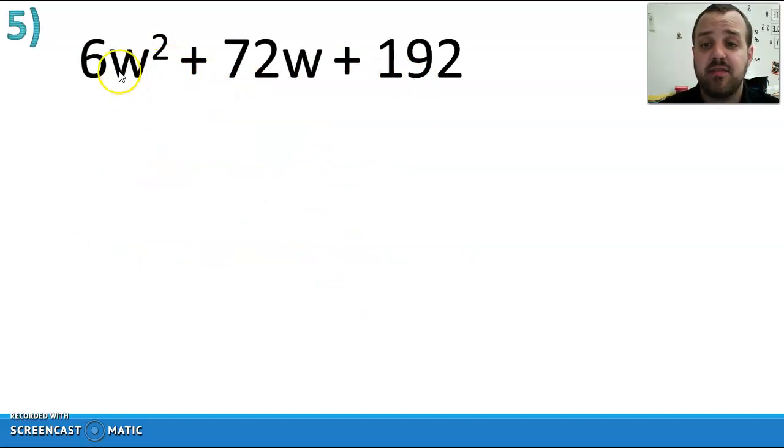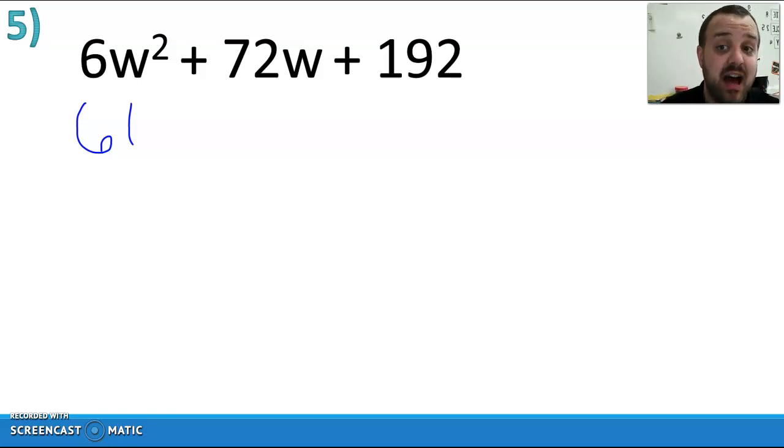Here's another problem here. We have 6w squared plus 72w plus 192. Again, I'm going to start by looking for a GCF. The GCF for this one is, in fact, going to be 6. And again, if you're not sure, okay, I think it might be 6, let me try 192 divided by 6 and see what I get. Oh, it went in evenly. 72 divided by 6, oh, it went in evenly. That must be it, right?